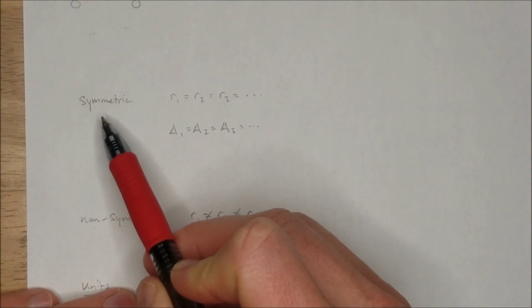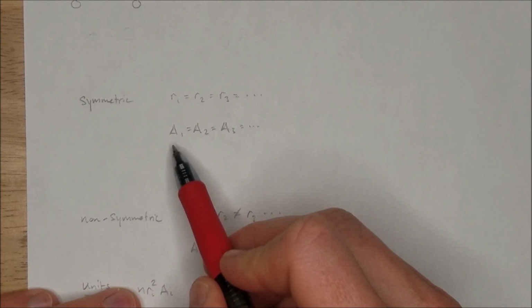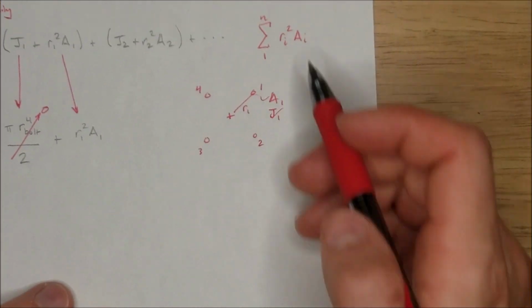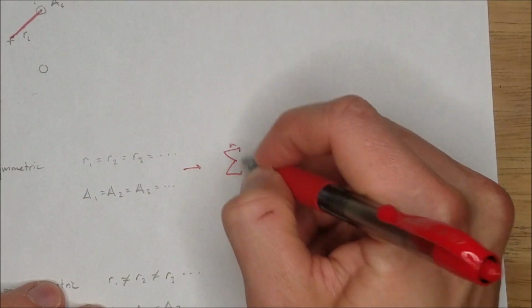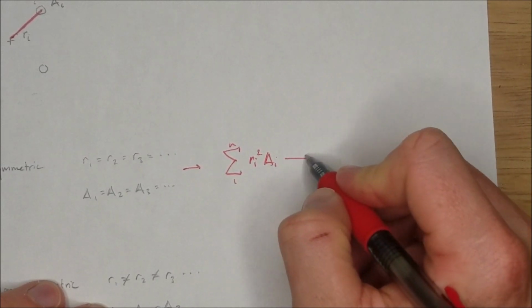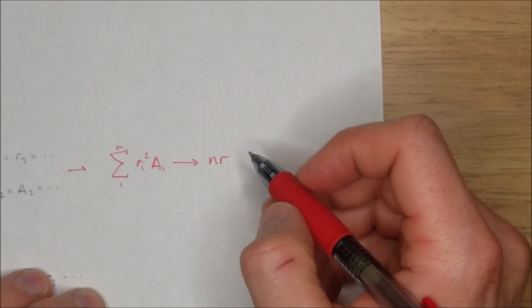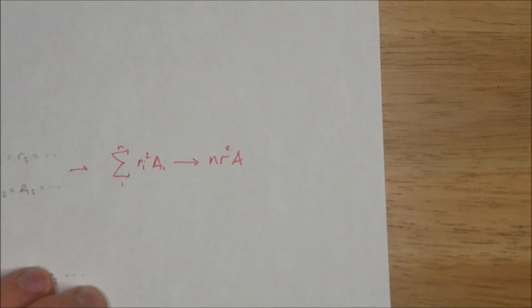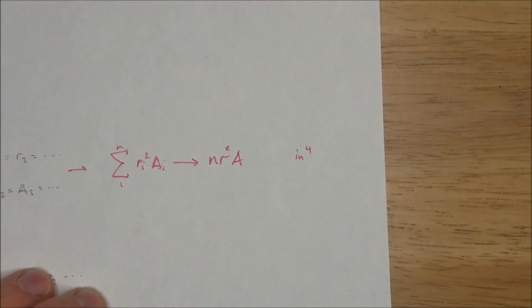If our bolt group is symmetric, all the R terms are equal. And we're assuming also that all the fasteners are the same diameter, so all their areas are equal. So let's rewrite this term. The sum from 1 to n of Ri squared Ai now becomes the number of fasteners times the radius from the bolt group centroid to any fastener squared times the cross-sectional area of the bolt. And our terms here are inches to the fourth.